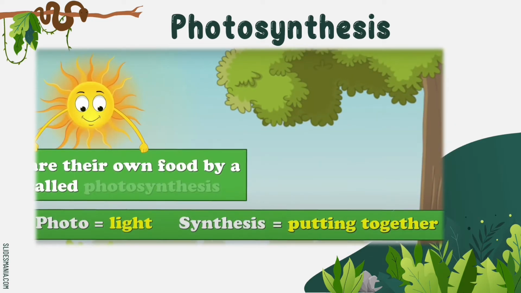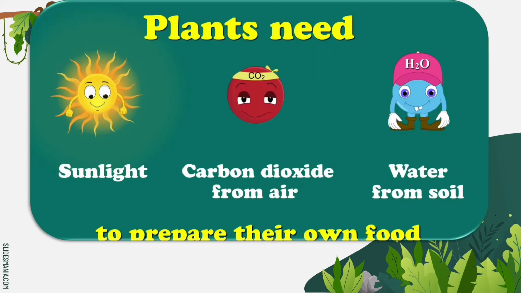Actually, the word photosynthesis comes from two words, photo, which means light, and synthesis, which means putting together. Okay? So, plants need sunlight, carbon dioxide from the air, and water from the soil to prepare their own food. They make their food using these things.